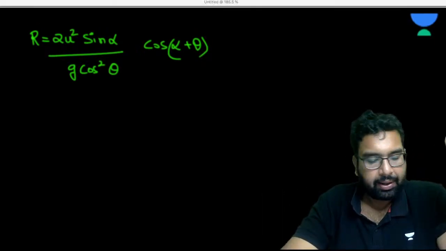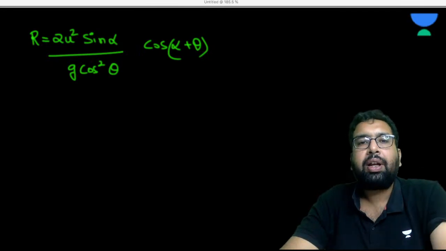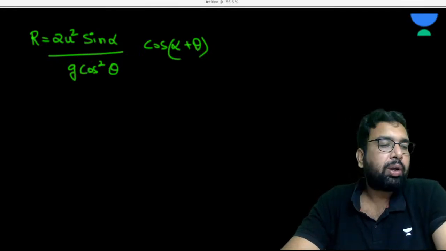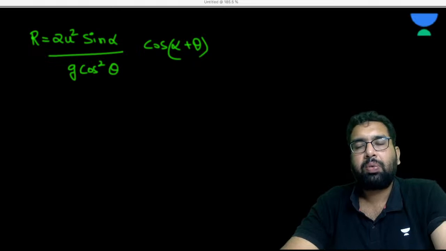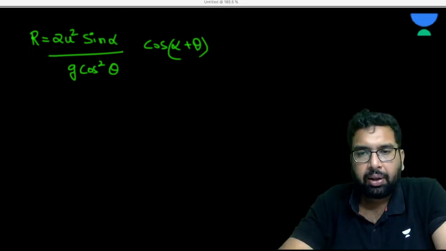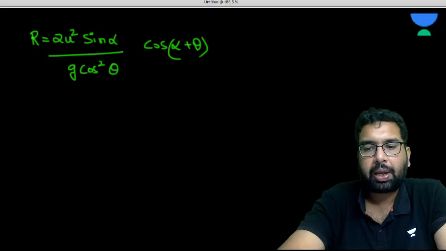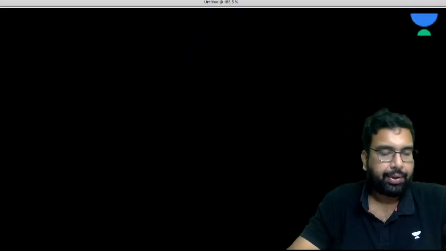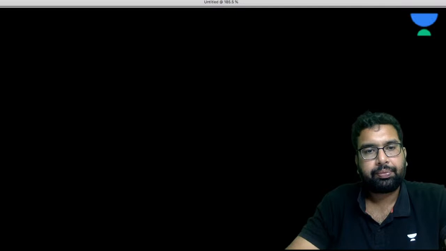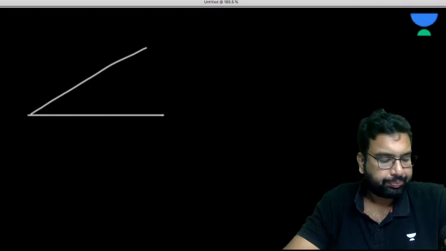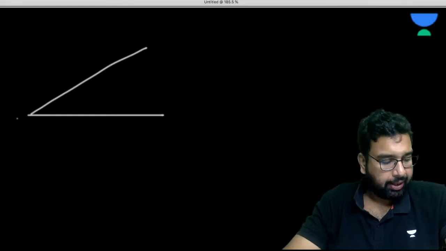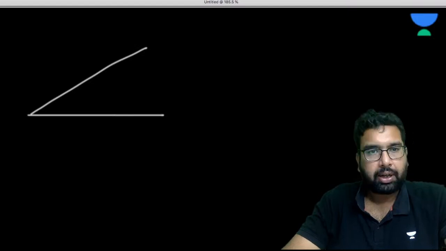Okay, clear? So now when we are dealing with the down to top motion, we are going to find the range, we are going to find the height, we are going to find the time. So let's do some questions here. Very, very simple. Let's suppose something is projected at a velocity of 10 root 2 at an angle of 45 degree, and this is 37 degree.